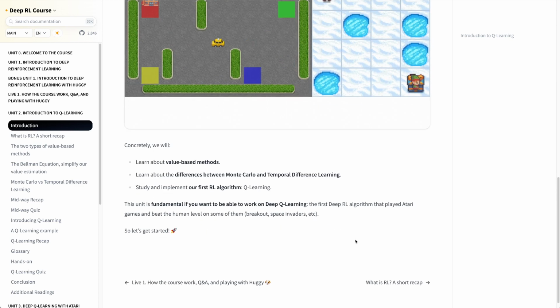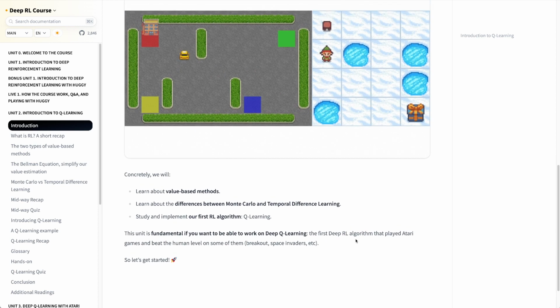Great. Concretely, we will learn about value-based methods. We will learn about the differences between Monte Carlo and temporal difference learning, and study and implement our first RL algorithm, Q-Learning. This unit is fundamental if you want to be able to work on deep Q-Learning, the first deep RL algorithm that played Atari games and beat the human level on some of these, Breakout, Space Invaders, etc. So let's get started.